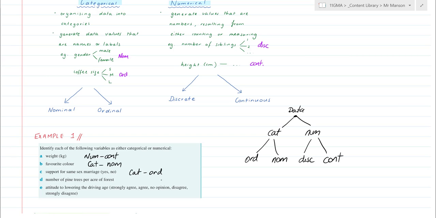Number of pine trees per acre of forest. So it's numerical because it's going to be a number, and it's discrete because presumably we don't have half a pine tree. I'm assuming they're going to count as they go. I mean, I don't know. Maybe they'll say smaller ones are worth half or something, but probably not. Attitude to lowering the driving age. Categorical, ordinal. Okay.